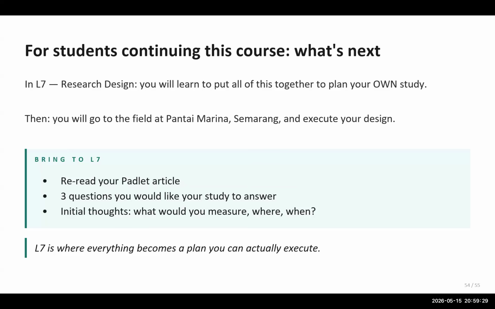Also, try to reread your article examples from the news and maybe make 3 questions you would like your study to answer in this kind of situations. Maybe some initial thoughts will be what would you measure, where, and when. And in lesson 7 is where everything will become a plan that you can actually execute here in Semarang.